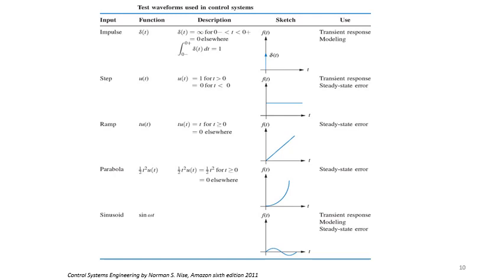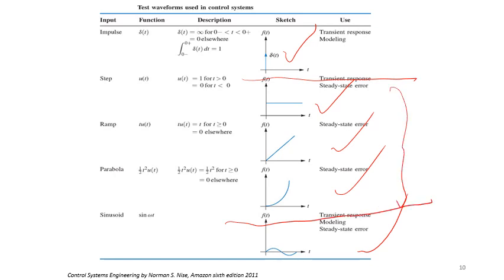These are the signals. This is the impulse, step, ramp, parabolic, and sinusoidal. As I mentioned earlier, we are going to use these signals throughout our course.